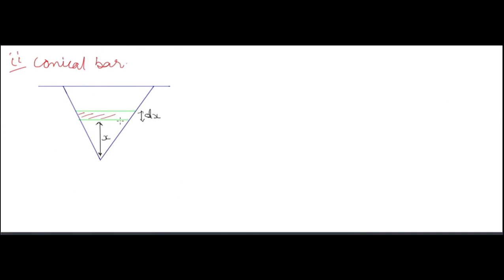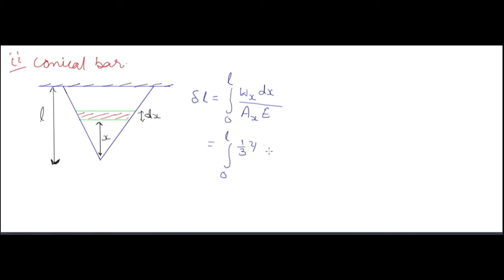So this is dx. So delta L is equal to the integral from 0 to L of Wx dx by AE. Now Wx is equal to 1 by 3 gamma Ax into x by dx. So we have gamma L square by 6 AE. So delta L is equal to gamma L square by 6 AE.